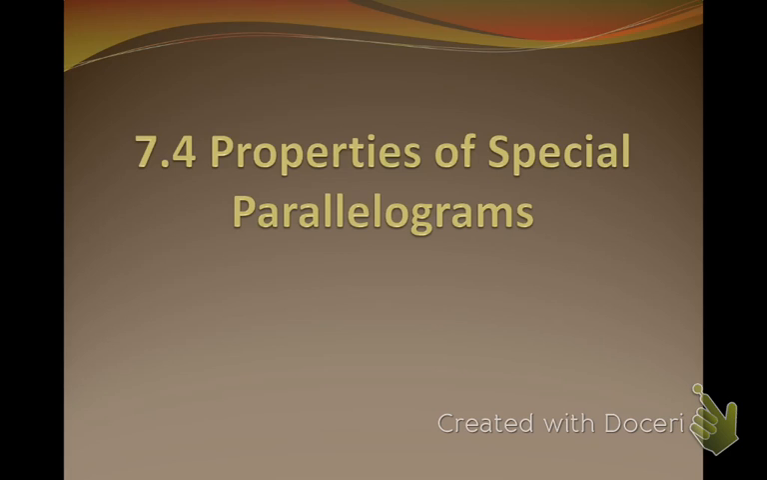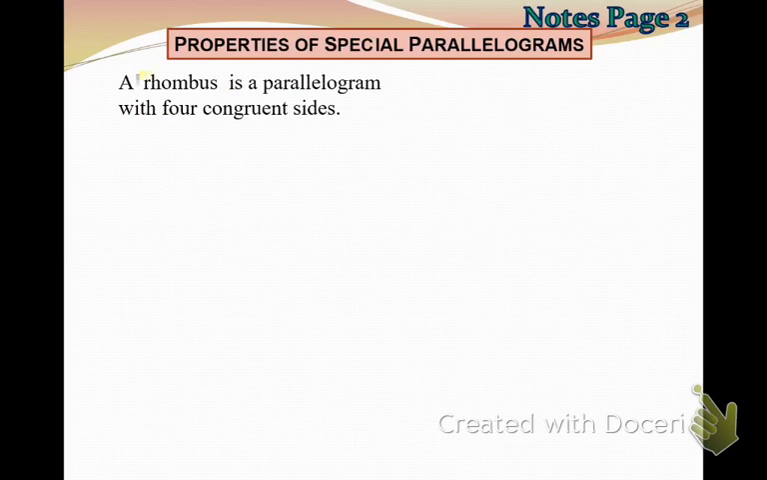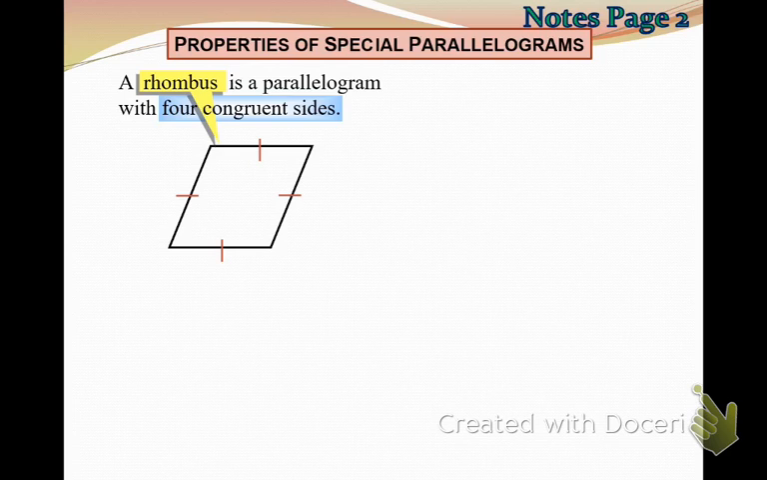All right, so you're going to stay on this page. We're going to talk about special parallelograms. There are 3 of them. So you're going to stick right here, this section. We're going to talk about all 3 of them. The first one is called a rhombus. A rhombus is a parallelogram with 4 congruent sides. So I would define it and then draw it on your picture.